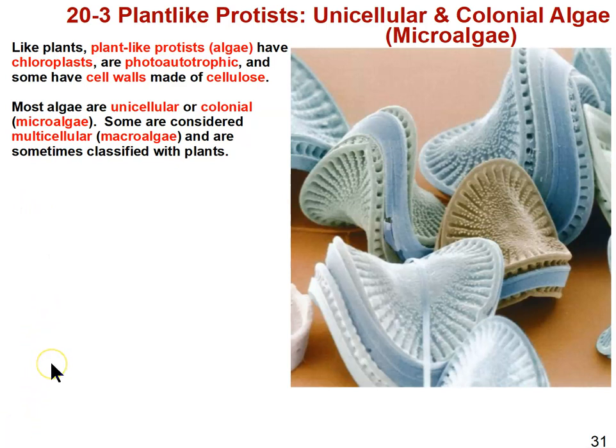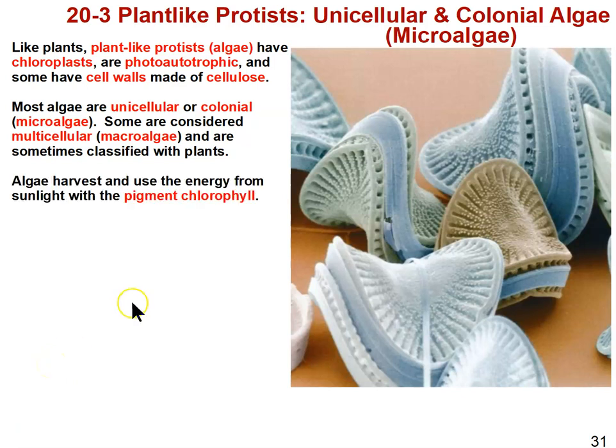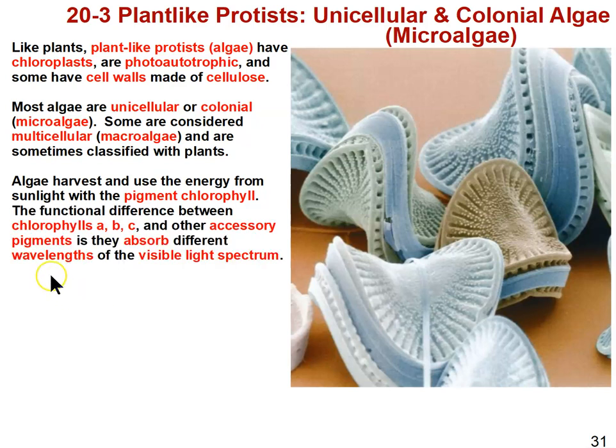So like plants, algae are photoautotrophic, and some of the algae are using the same pigment, chlorophyll, to absorb light energy, to use that energy to make food. So a pigment is anything that absorbs certain wavelengths of light. Chlorophyll is one kind of pigment, and that's a pigment that's widely used for photosynthesis. But there are other pigments, too, that are used for photosynthesis, and we see that a lot in algae. Not so much in plants, but a lot in algae.